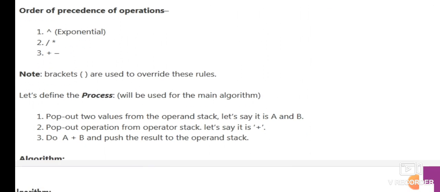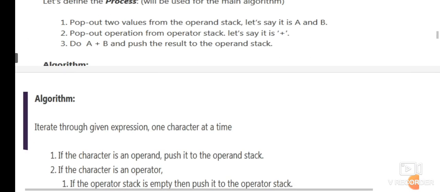Then let us define the process we will use for the main algorithm. First, pop out two values from the operand stack. Let's say they are A and B. Then pop out an operation from the operator stack. Let's say it is plus. Then do A plus B and push the result to the operand stack, right?